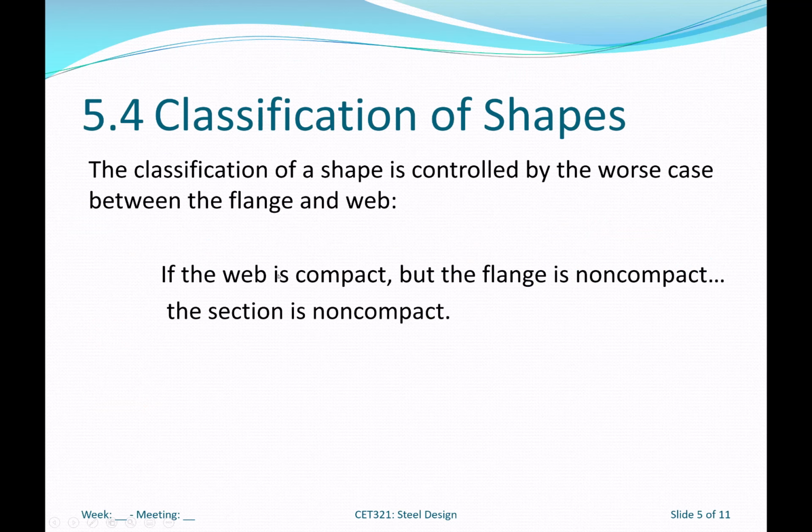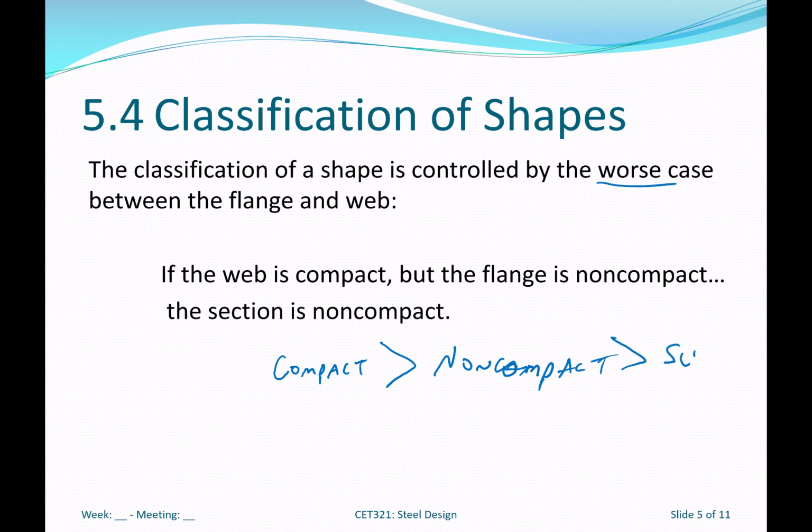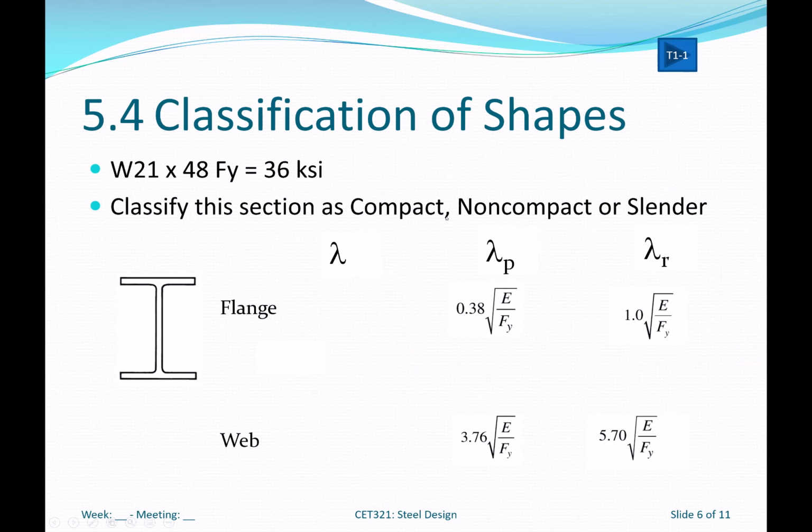Whenever we check a shape, it's going to be controlled by the worst case between the flanges and the web. Compact is the best. That's what we prefer. That's better than non-compact, which is better than slender. So whichever one is the worst condition between the flanges and the web, that's what controls the classification of the cross section. So let's do a quick little problem here.